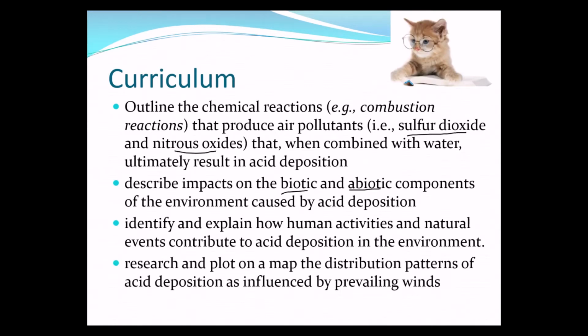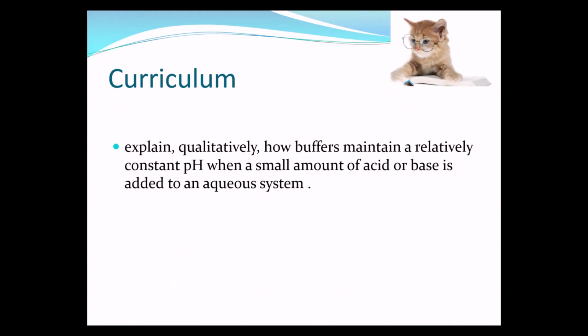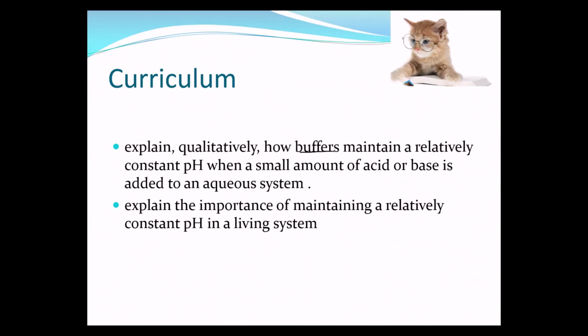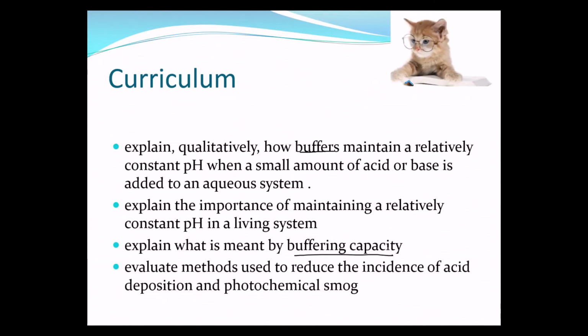Plot on a map how acid deposition is influenced by prevailing winds. So this is kind of a weird one. We'll talk about that. Explain how buffers, we need to know about buffers, maintain a relatively constant pH when a small amount of acid or base is added. Explain the importance of maintaining relatively constant pH in a living system. Explain what is meant by buffering capacity, so this is another term we need to know. And evaluate methods used to reduce the incidence of acid deposition and photochemical smog.